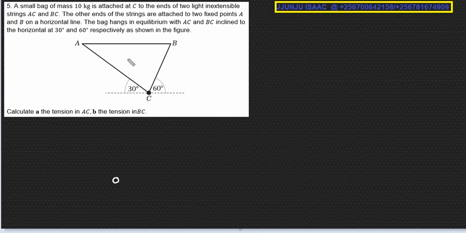We are still looking at the equilibrium of a particle, and in this question we have a small bag of mass 10 kilograms attached at point C. So this is point C, so this is where I have our bag of 10 kilograms.